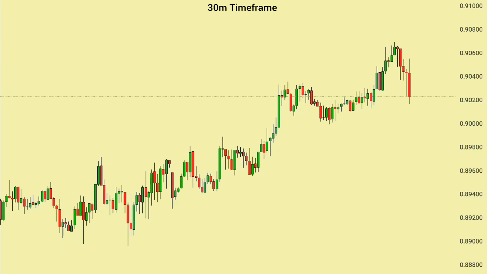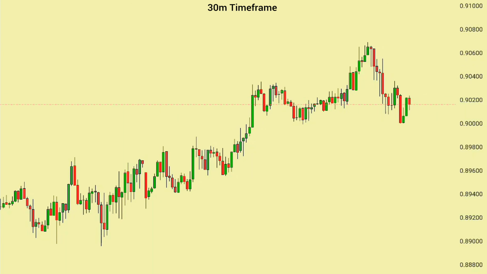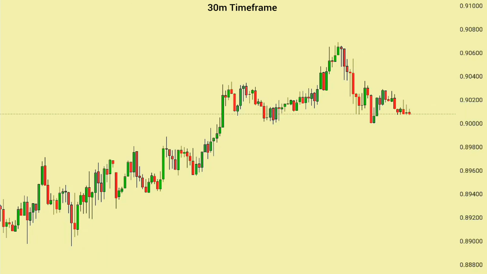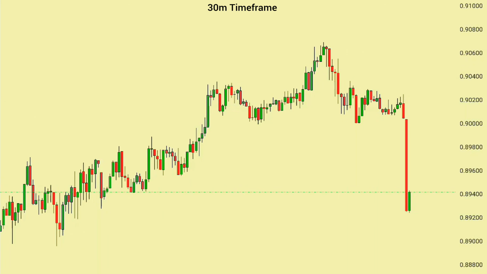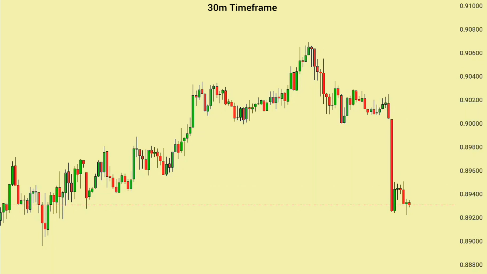Everyone sees this move. Price goes up, pulls back, and goes up again. Most traders ignore it because it looks too simple. But this exact move is where the best trades are hiding, and the reason why most people miss them. Now look at this part carefully.